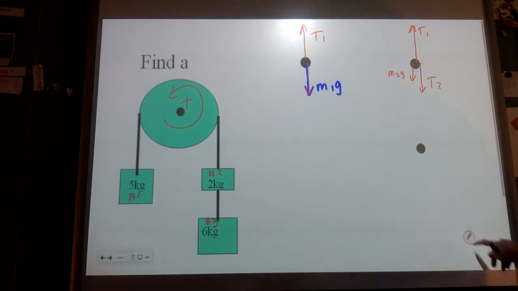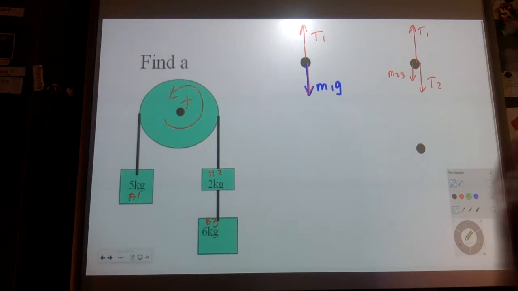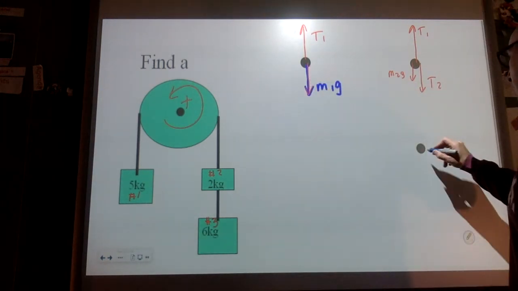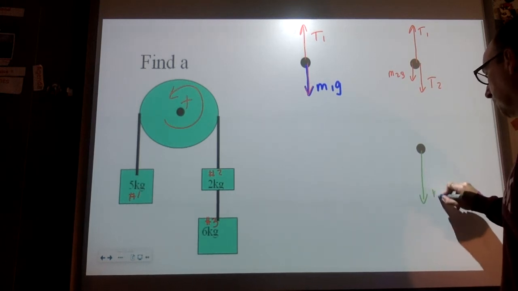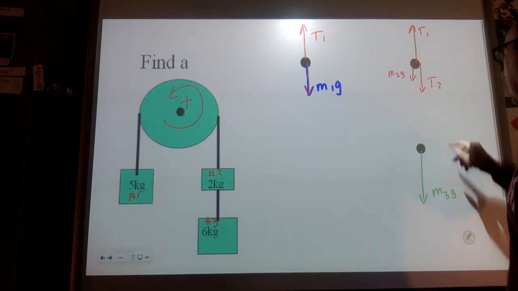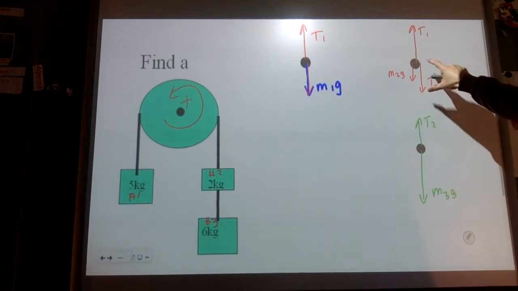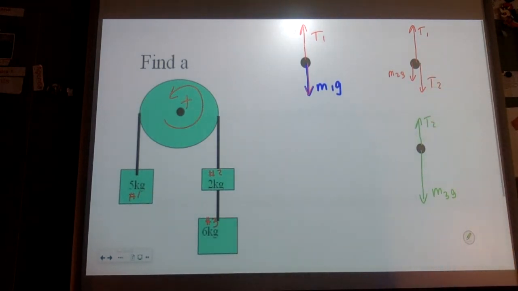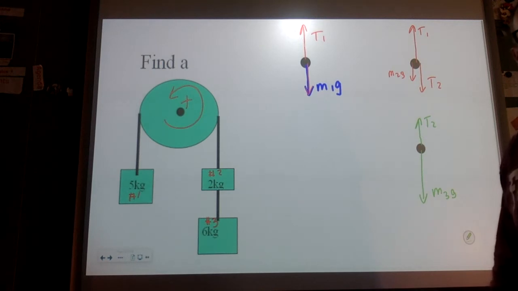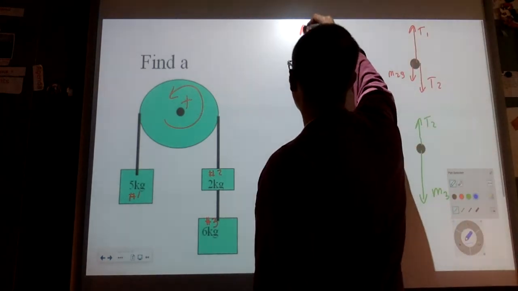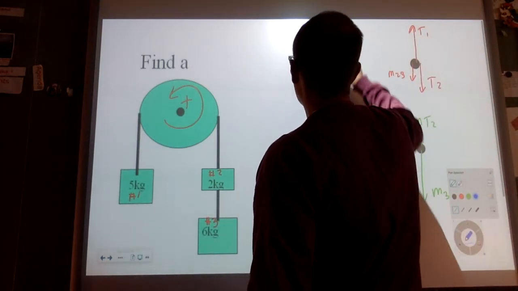All right, and then for the third one, this one should have the longest weight, so I need it to be longer than that one. And then I need to have a T2 going up there. That's equal to this one, but in opposite directions. And each one of them is going to have its own Fnet. Why don't I switch that first one to blue so we can each give them one of their own colors.